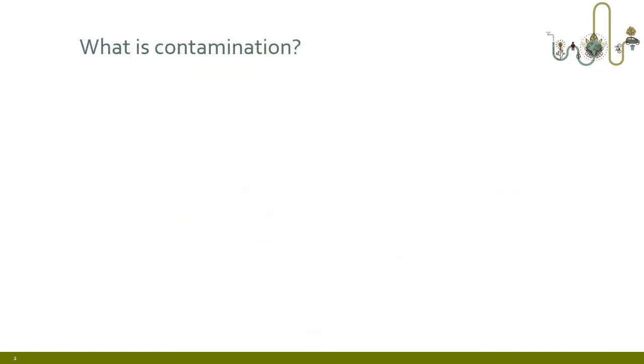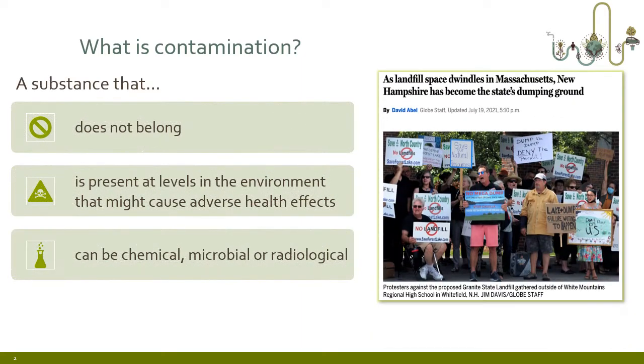To begin our training today, we will start by answering the question, what is contamination? Contamination occurs when a substance that does not belong is present in the environment. Contamination is of particular concern when it's present at levels that have the potential to influence human health. Contamination can take on several forms and may be chemical, microbial, or radiological in nature.